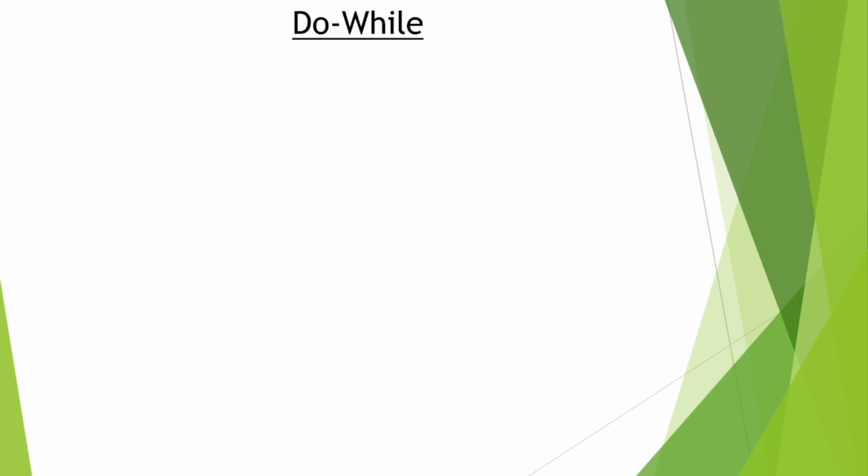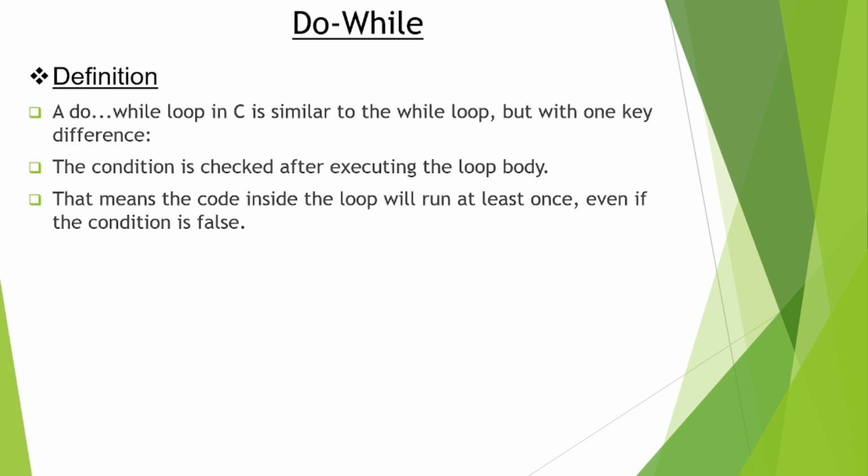Do while loop is also a control structure that executes at least once and then checks the condition. If the condition is true, then it executes the block of the code again. Let's see the definition. A do while loop in C is similar to while loop but with one key difference. What is the key difference? The condition is checked after executing the loop body. That means the code inside the loop will run at least once, even if the condition is false.